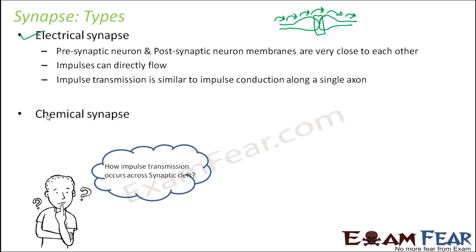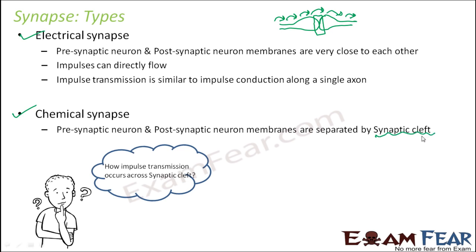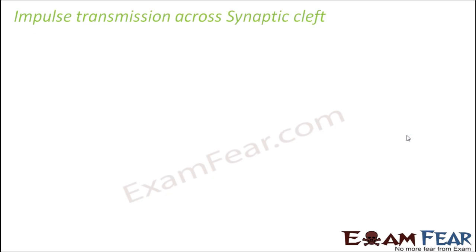But in the chemical synapse, the presynaptic and postsynaptic neuron membranes are separated by the synaptic cleft. So there is a gap. The impulse actually needs to cross that gap, and that is the challenge. So now we have to understand the process of impulse transmission across the synaptic cleft. Let us spend some time understanding this.